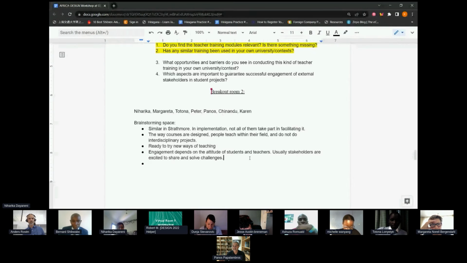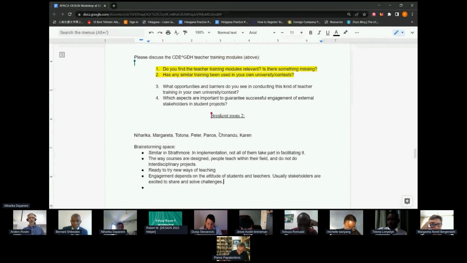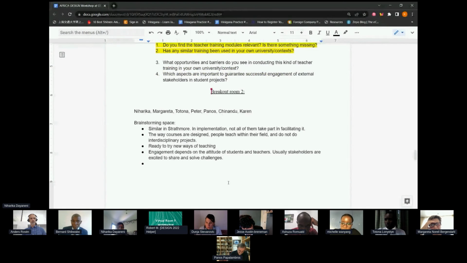And we also discussed a fourth question, even though it's a little out of our group, but for the successful engagement with the stakeholders, we also depend on the attitude of the students and the teachers, because the stakeholders are very enthusiastic to present and share the challenges and come up with solutions for it, but it also depends on the participants as well. That is all I could get because of the network issues, but if anyone else wants to add, please do. That's fine, thank you.